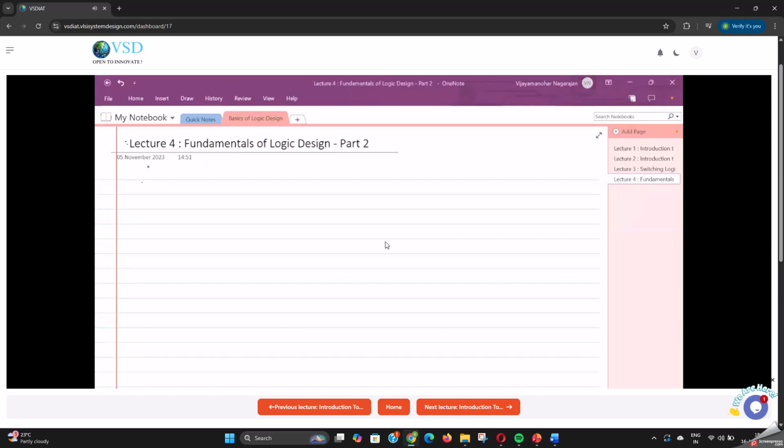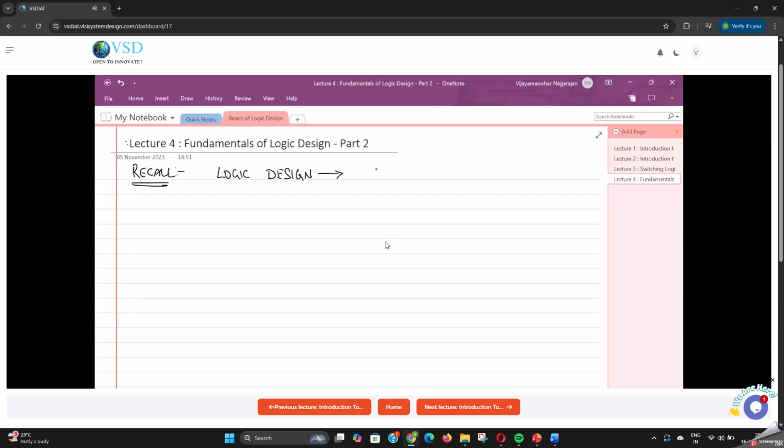Hello everyone, welcome back. We have been discussing the fundamentals of logic design. So let's have a quick recall before we start with this discussion. What did we see? We saw logic design, correct?